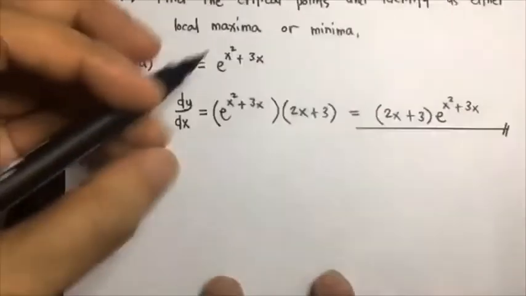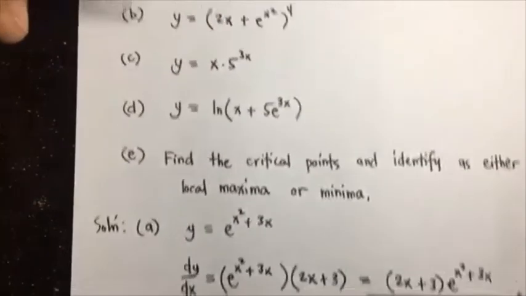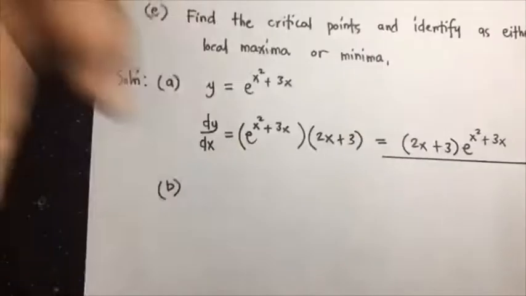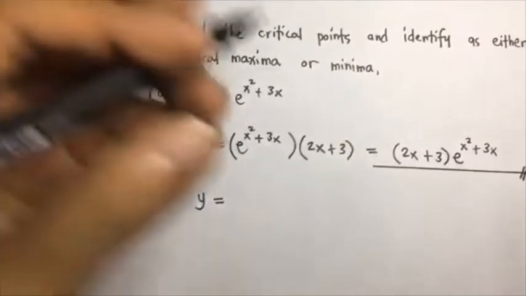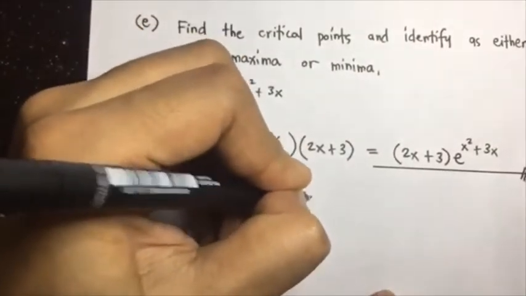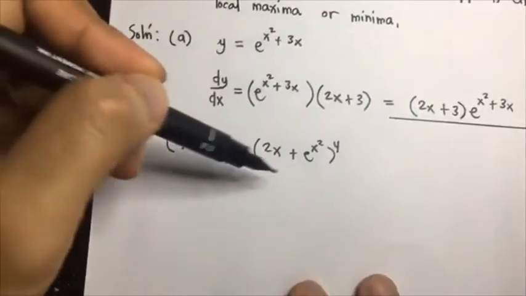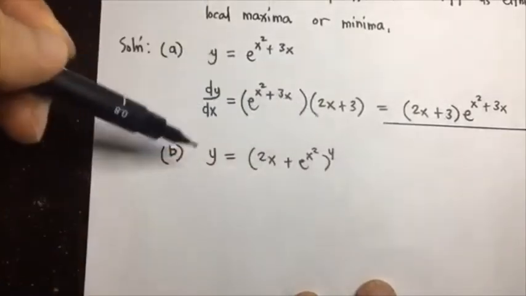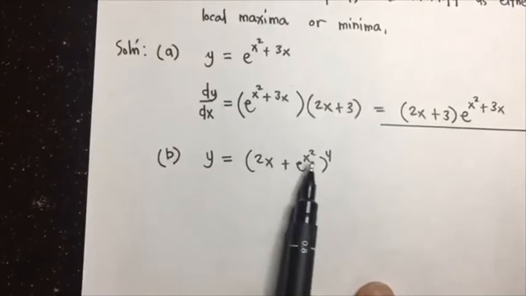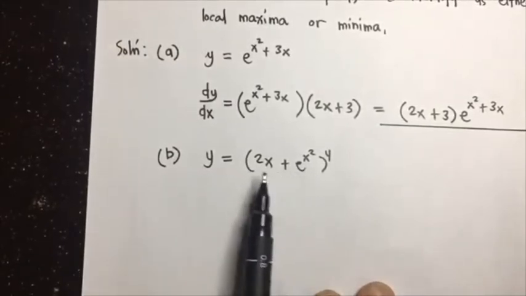Okay, so example number 2, we have y is equal to (2x plus e raised to x squared) raised to the power of 4. So for this problem, we will be applying the general power formula, where our u is this whole expression inside the parenthesis.